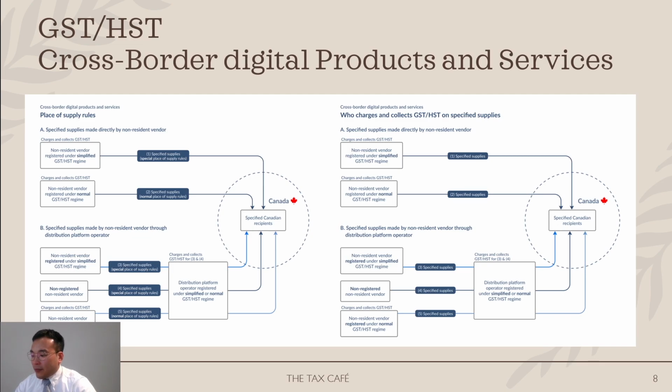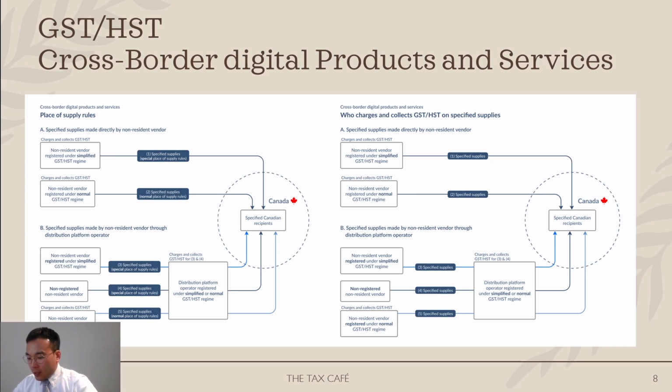Now, non-resident vendors that only sell through a GST, HST registered distribution platform operator should not be required to register for GST, HST, as sales made through these operators are excluded from the calculation of the $30,000 threshold. So that is the same concept that I just explained. Basically, if you only list your services or products through those distribution platform operators, and you don't directly make any sales to Canadian consumers, then you're not required to register for GST, HST, and those sales will be excluded from the calculation of that $30,000 threshold.